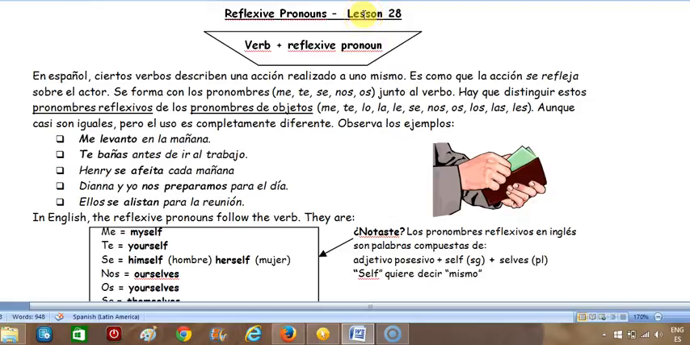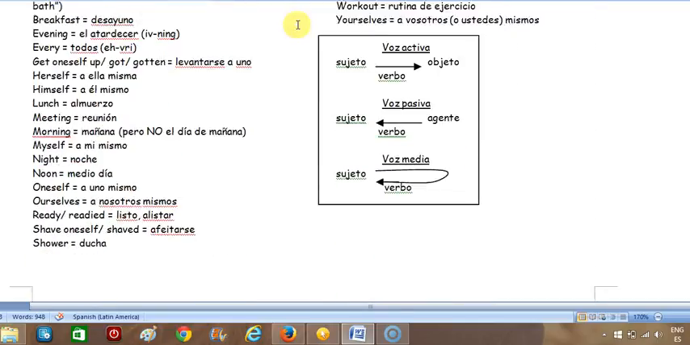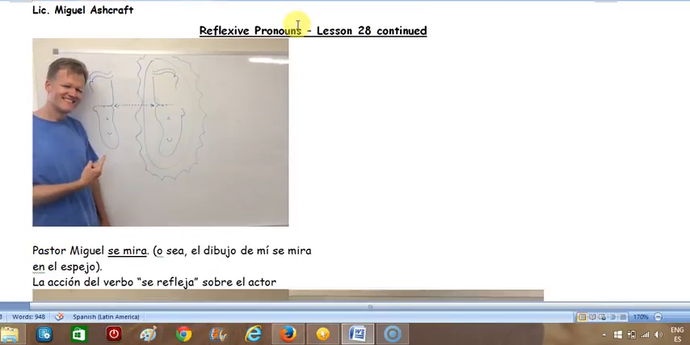Alright, welcome to class. This is lesson 28, and today we're going to learn reflexive pronouns. So I think this is a little bit difficult, so we'll probably wind up taking more than our usual amount of time. Actually, when you look at the pages, we have two pieces of paper.